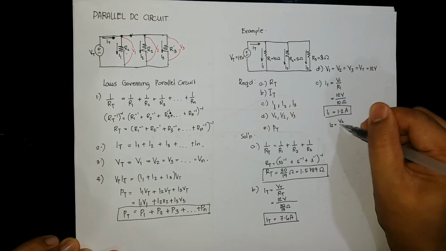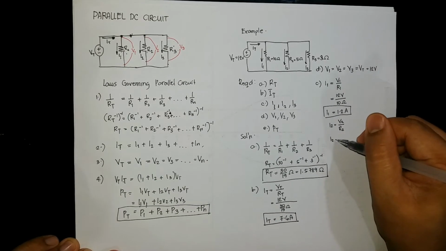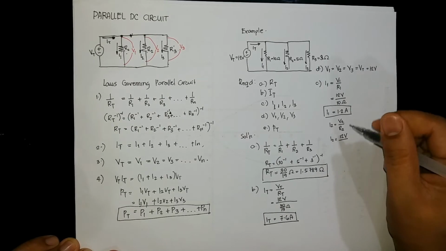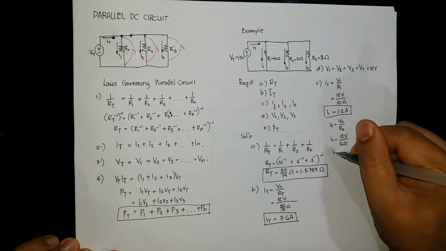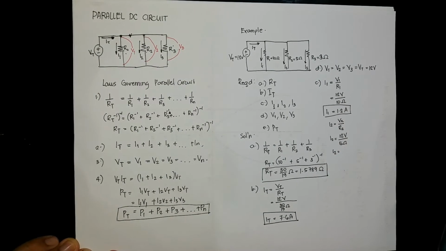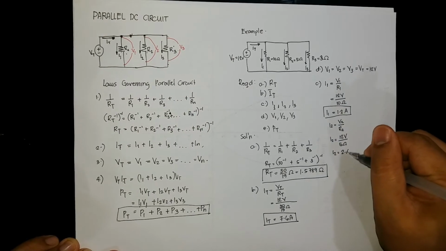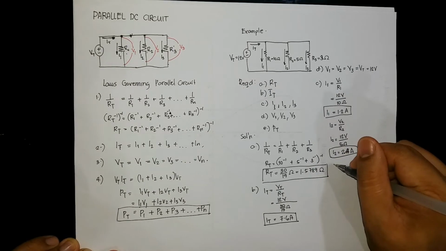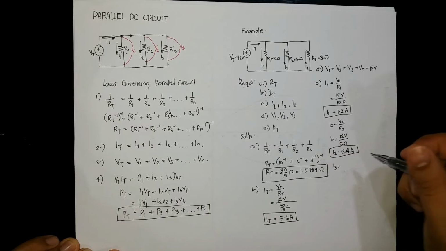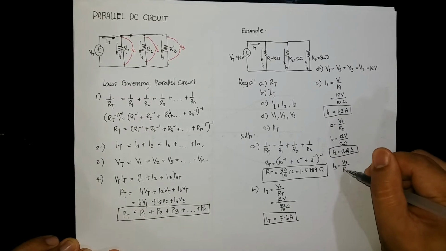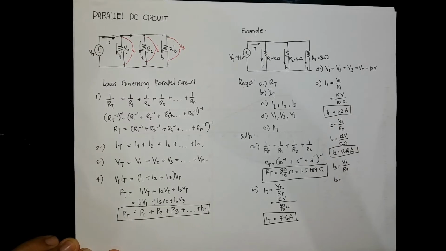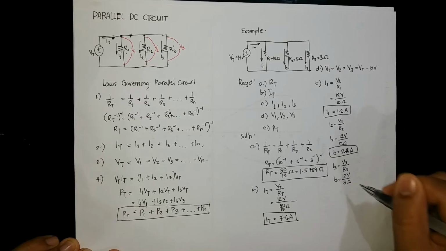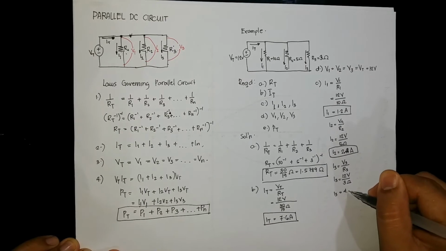I2 is V2 over R2, again using the Ohm's law. I2 is equal to V2, still 12 volts, divided by 5 ohms. I2 now is equal to 2.4 amperes. Lastly, I3 is equal to V3 over R3. I3 is equal to how much? 12 volts divided by 3 ohms. Then I3 is equal to 4 amperes.